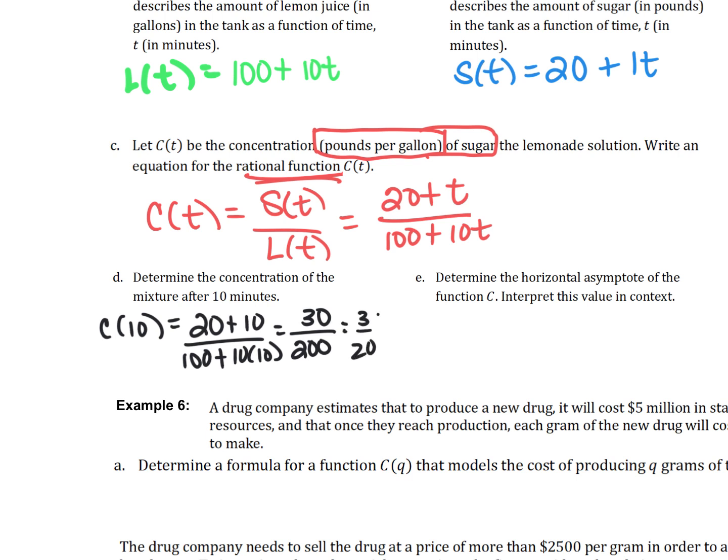We want some units here. Pounds per gallon. You could also get a decimal approximation if it was a calculator question. Okay. This very easily could be non-calculator, okay?